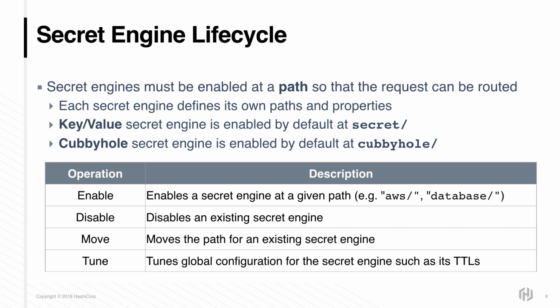Disable operation disables an existing secret engine. When a secret engine is disabled, all of its secrets are revoked, if they support it, and all of the data stored for that engine in the physical storage layer is deleted.